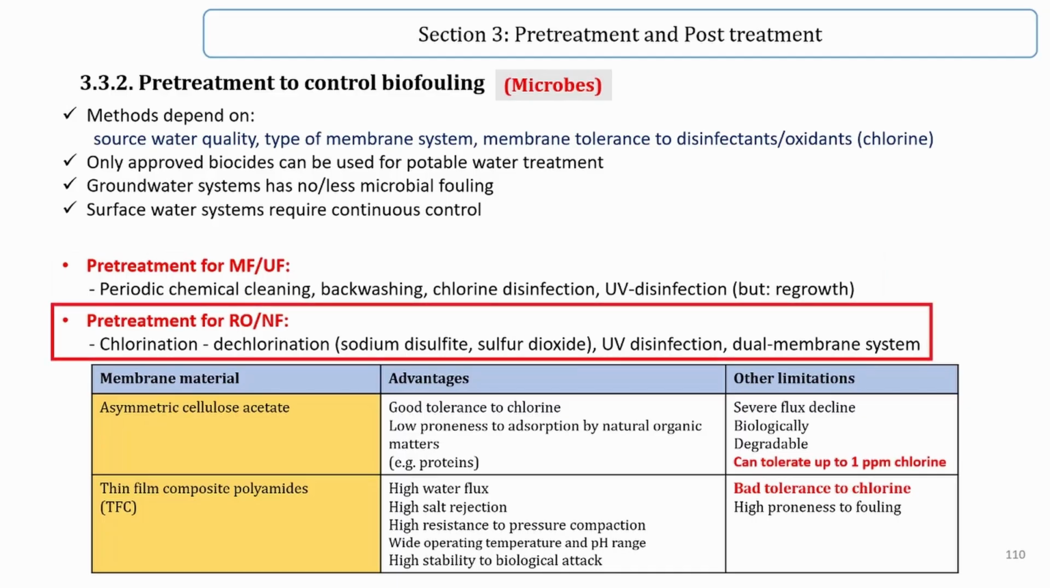For reverse osmosis and nanofiltration, chlorination, dechlorination, such as sodium bisulfite or sulfur dioxide, to remove the chlorine residual prior to the membrane, UV disinfection, and dual membrane system.